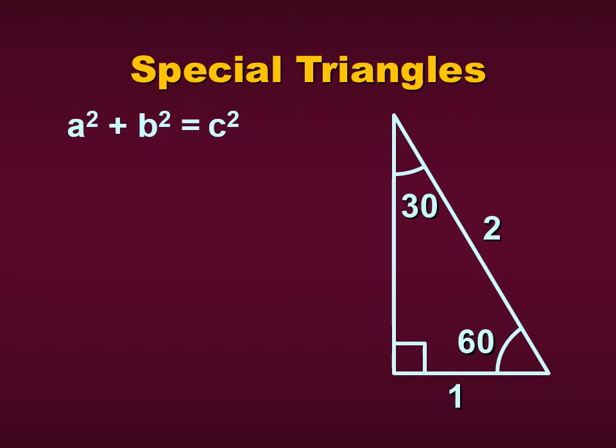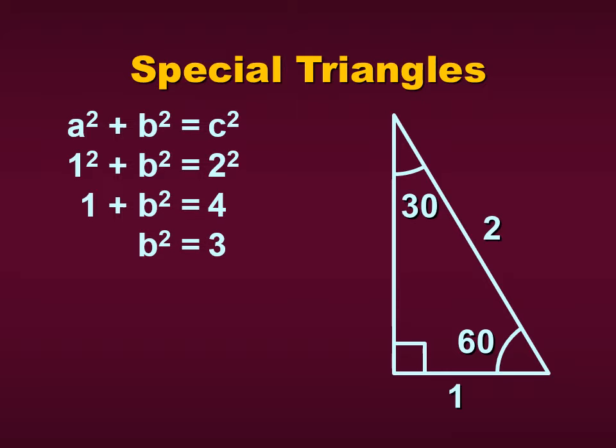So because of that, now we can use the Pythagorean Theorem. We have 1 squared plus b squared, which is this length right here, equals 2 squared. So 1 plus b squared equals 4, and then b squared equals 3, and so that means b is equal to the square root of 3. So now we can get our trig ratios.